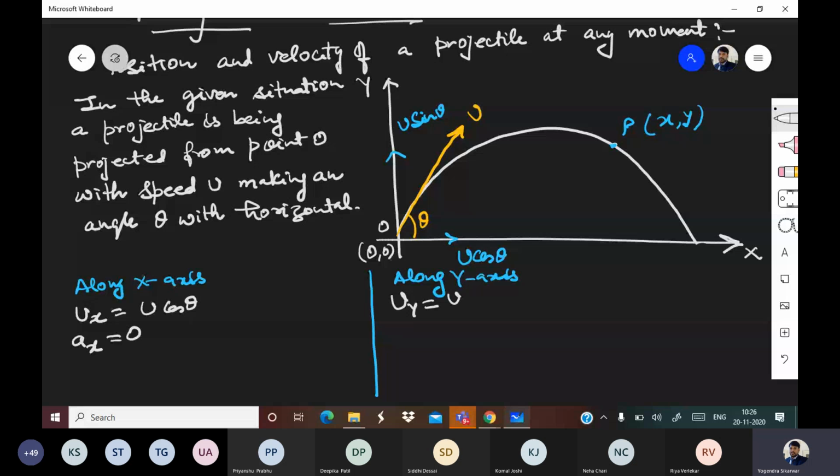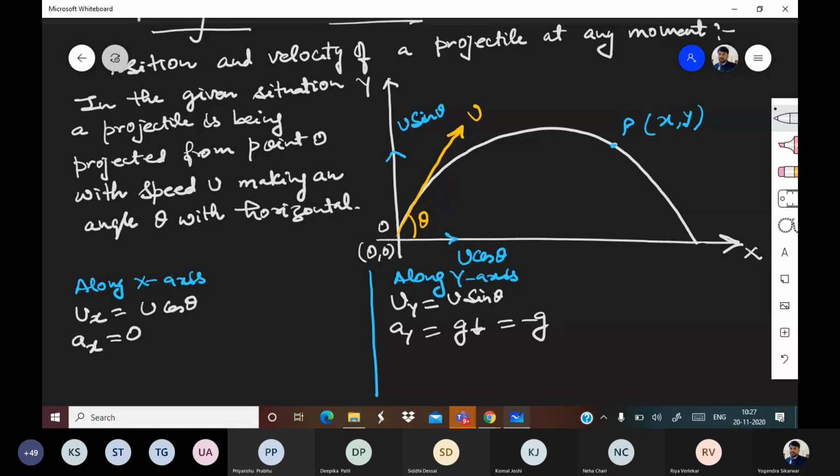U sine theta. Ay is g downward, that will be minus g. Okay, because the direction of g is always downward, we are calling it minus g.